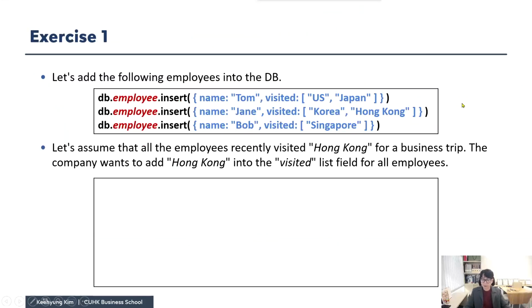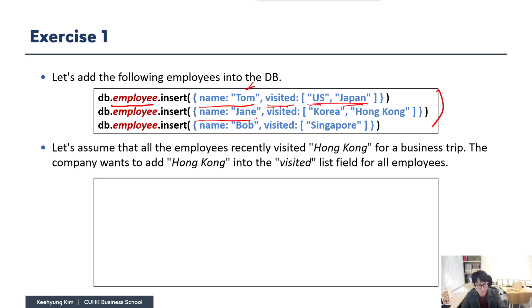Okay, so here is some of the exercise. Again, I'll just show you the solution and explain how it works. And you can try typing this later on your PC after the class. So what we want to do is this. First of all, we want to prepare this simple data set. Basically, we make an employee collection, and inside the employee collection, we add 3 documents. The first document, the name is Tom, visited is a list of 2 elements, US and Japan. So basically, it represents Tom's information and where Tom visited. So Tom visited US and Japan.